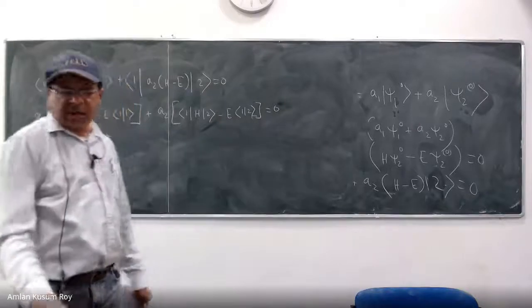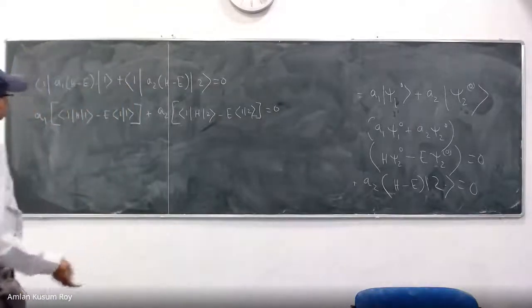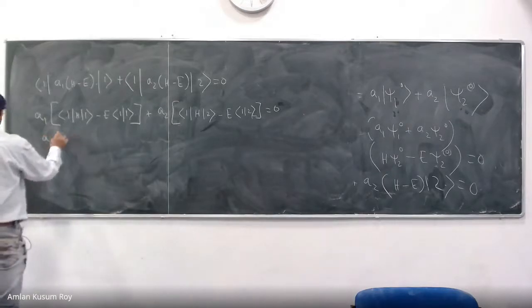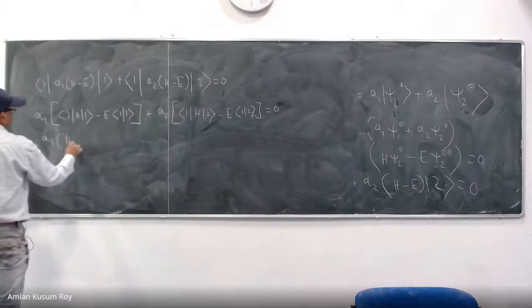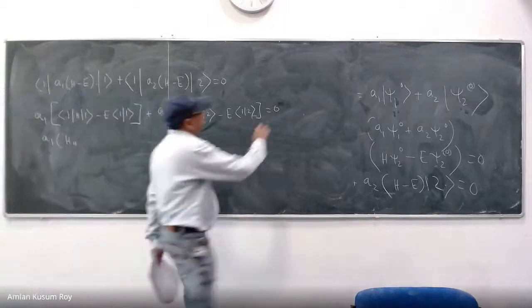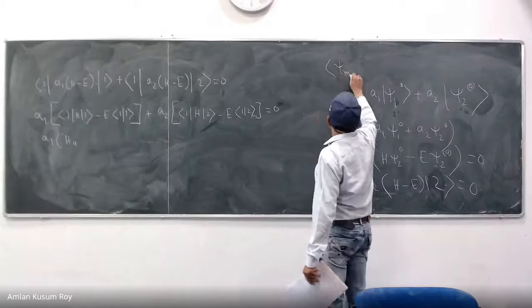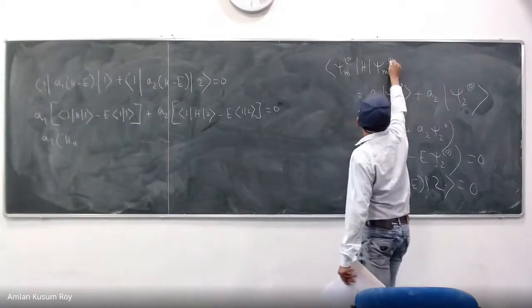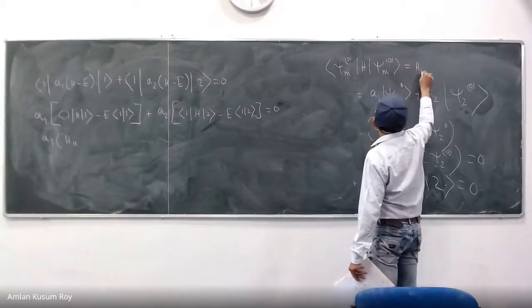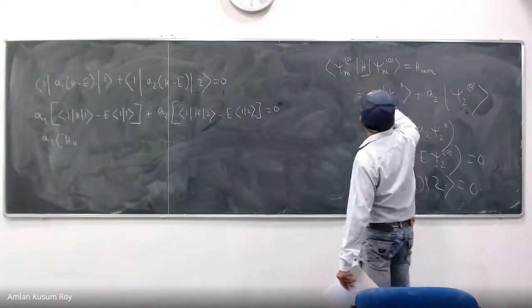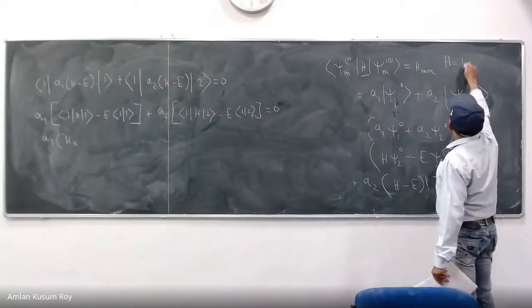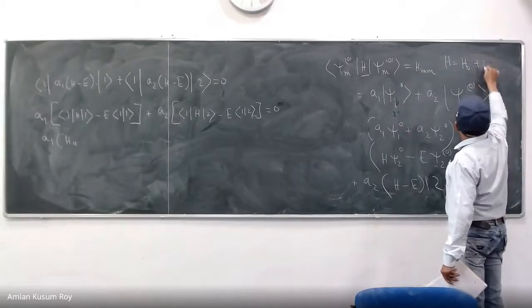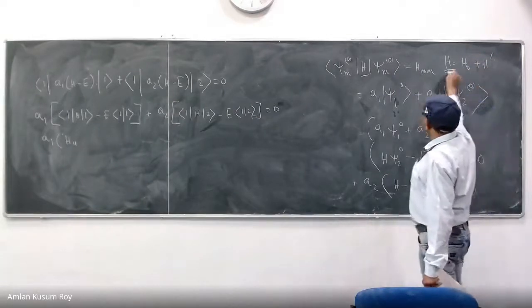I can make these unperturbed states orthogonal and orthonormalized. So I can write A1, H11, I am giving a notation psi M0, H psi M0 is equal to HMM. What is my H? H is H0 plus H prime. Okay, so that is my complete Hamiltonian.